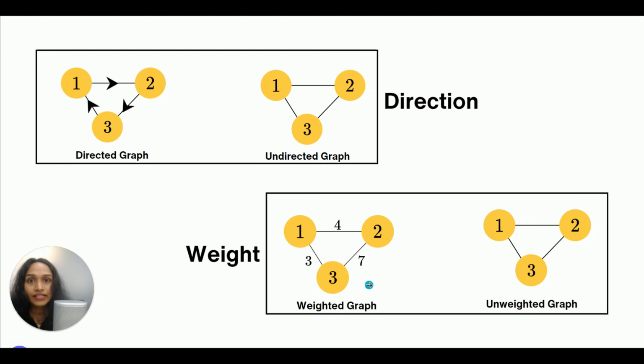Whereas in an unweighted graph, there are no higher or lower weights. All the weights are equal in an unweighted graph. So the edge between 1 and 2, the edge between 2 and 3, and the edge between 1 and 3 have equal weights. Since these weights are equal, we usually consider the weight of an unweighted graph as 1.